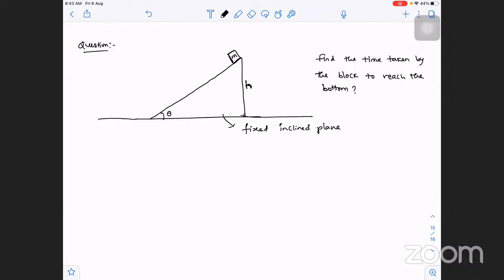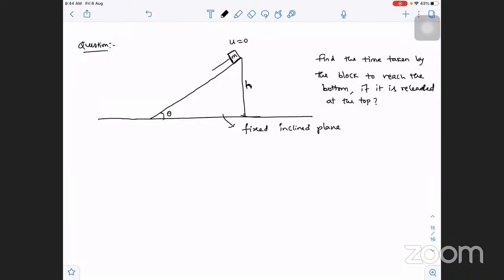Basically, I'm asking for time, not velocity. So you will get some value. Okay, see, I'm solving it. Now, as I'm releasing this body, find the time taken by the block to reach the bottom. If you want, you can add one more statement to the question: if it is released at the top. What is the meaning of released at the top? It means the initial velocity of the block is 0.